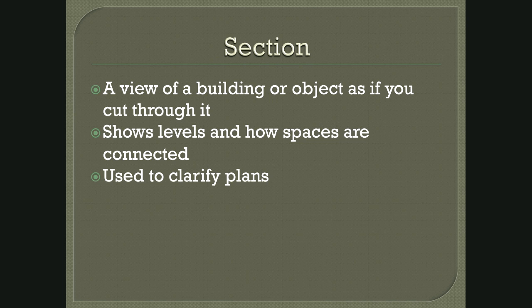So a section, we already talked a little bit about it. It's a view of the building or object as if you cut through it. It shows different levels and how spaces are interconnected. It helps you to clarify plans, especially if you don't have a straightforward building. Like think of a split level house. A section would really help you to understand how the different pieces go together. If you have a building like we have, the G building, a section's probably not going to show you a ton of information because it's a pretty straightforward building.